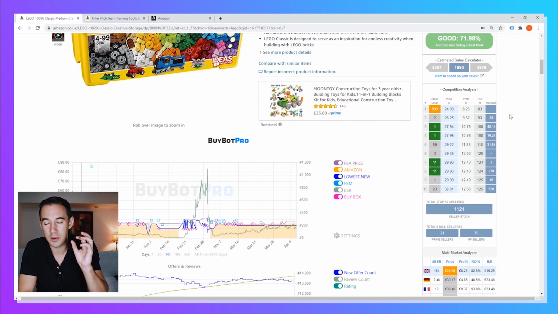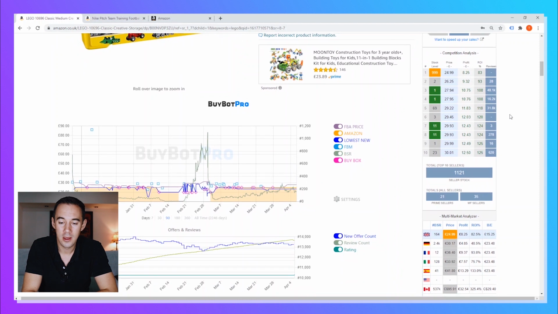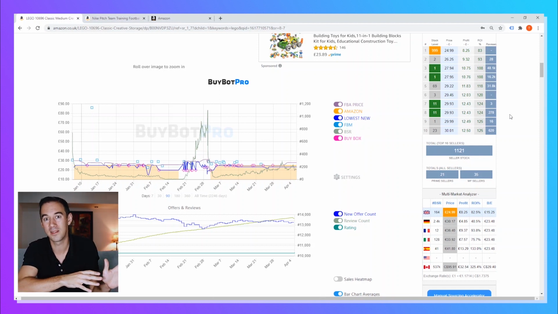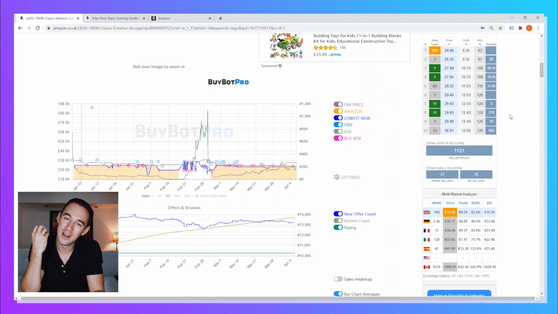Now, like I said before, I'm going to be jumping over to the charts. Why? Because I always like to see what's gone on with this product in the past. The tool is very, very good at doing an analysis of right now and looking a bit into the past. For me, I always like to do that analysis myself in the history of the product.